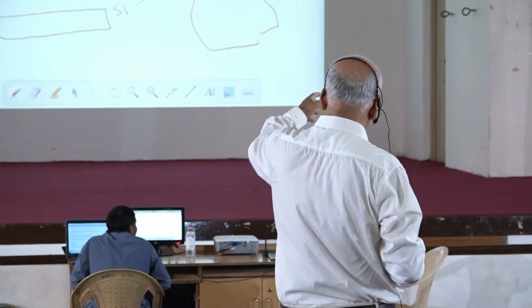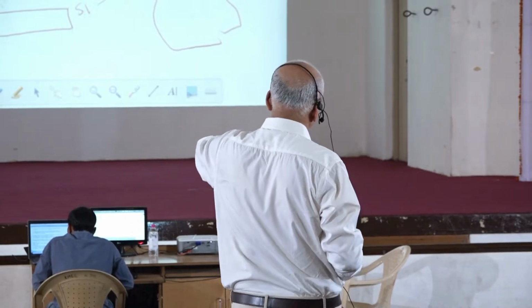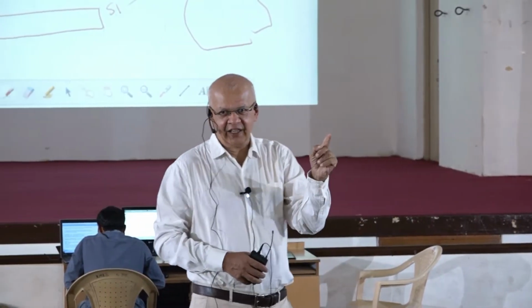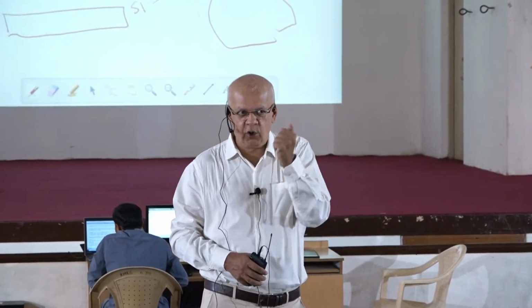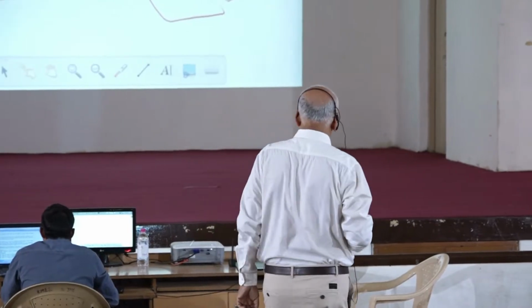So at this stage, what is important to understand is there are two objects on the heap. One is KMIT, the other is KMIT college. The original KMIT, nobody is referring to it. Whatever S1 is referring to is KMIT college. So this is called the immutability.